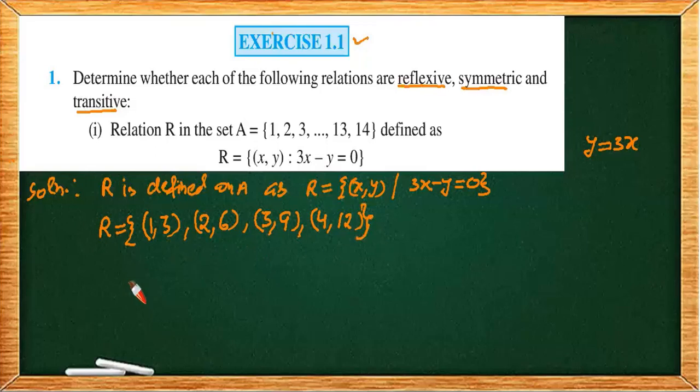Now here you see image of 1 is 3. 1 is related to 3. 2 is related to 6. 3 is related to 9. 4 is related to 12. So here you see R is not reflexive.